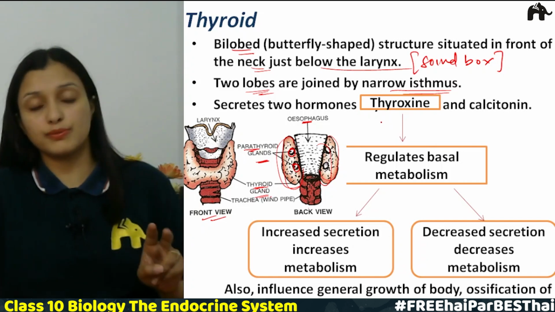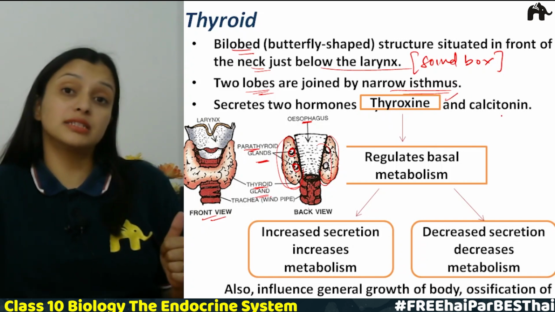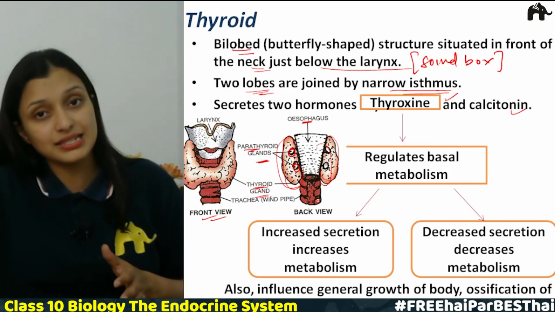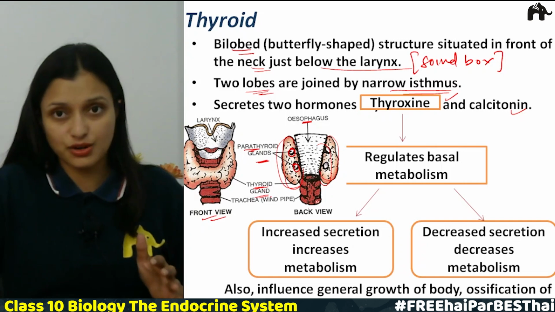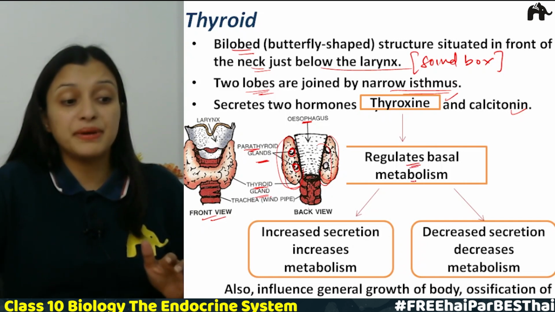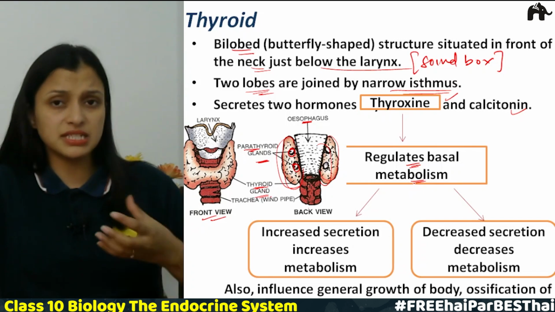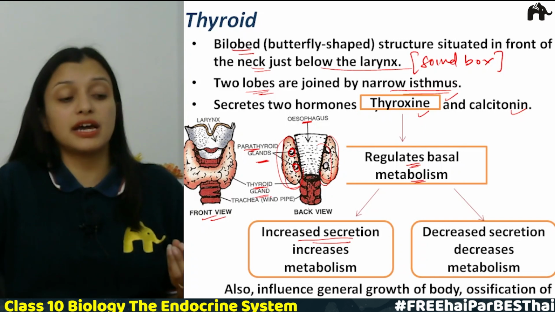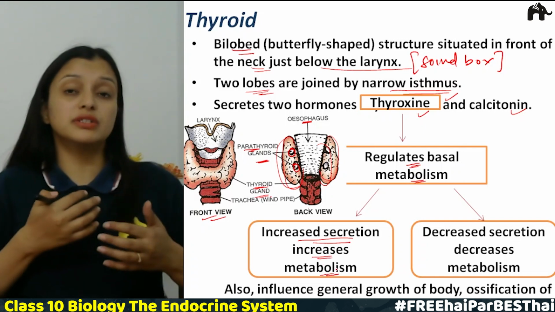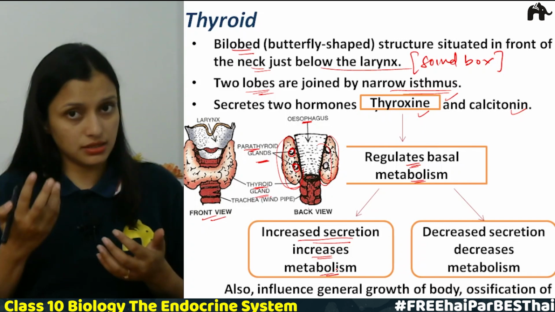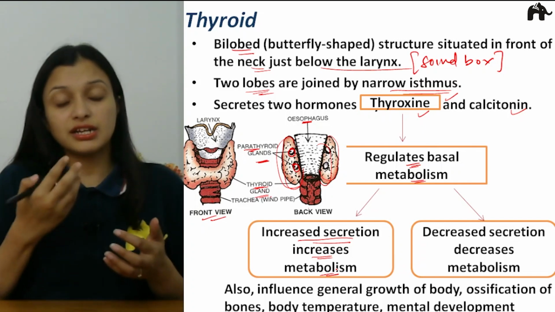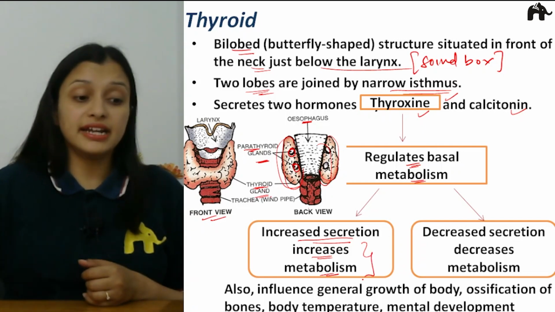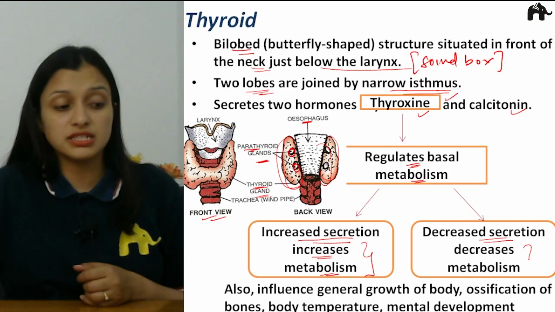So they secrete two hormones. The first one is thyroxine, and the other one is calcitonin. In this particular class we will only talk about thyroxine. So thyroxine regulates basal metabolism. The increased secretion of thyroxine increases the metabolism. So whenever the thyroid gland produces more thyroxine, it increases the metabolism of the body, and if there is a decrease in secretion, it decreases the metabolism.